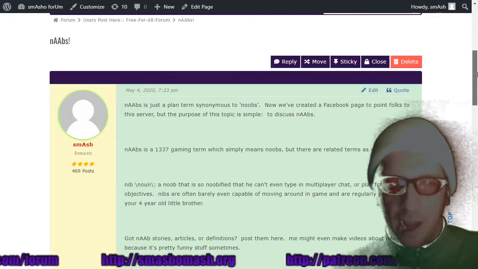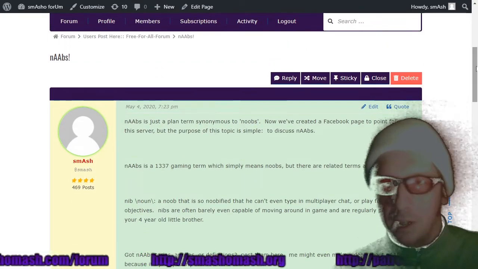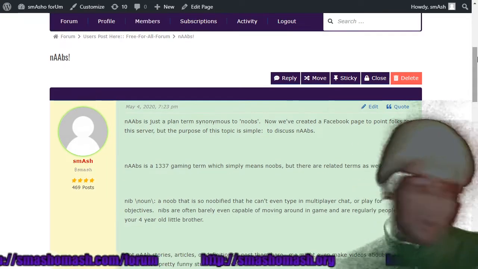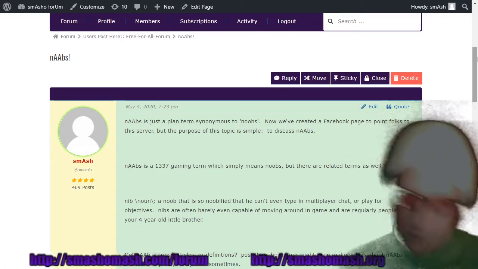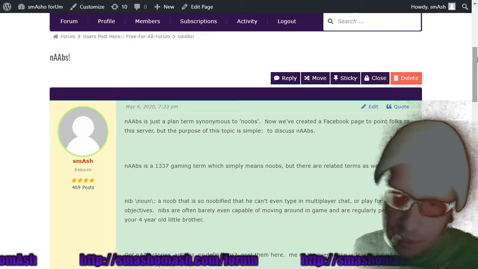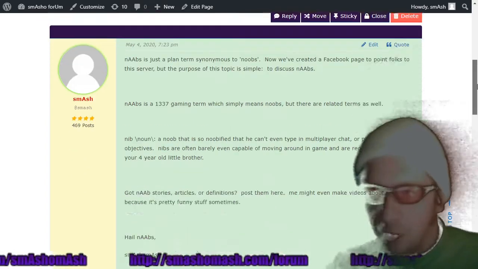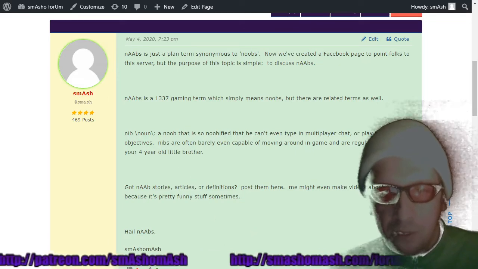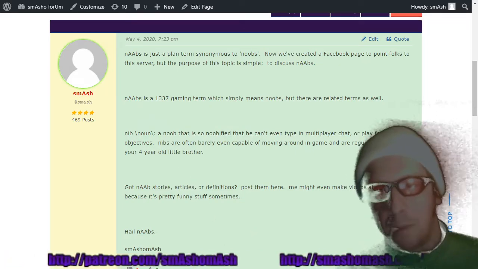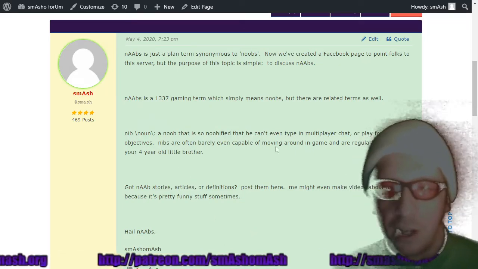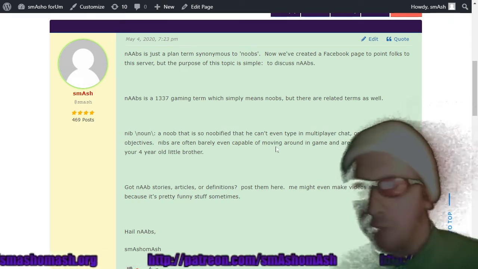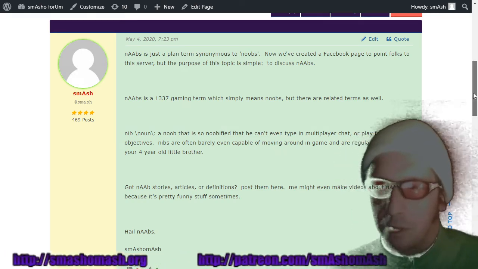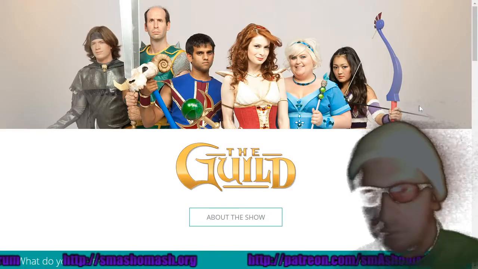Here's a section on nabs, by the way, if you're wondering what nabs are. That just means noobs, but it's like an elite term. You'd be 1337 if you say nabs instead of noobs. Also, we define the word nibs, so please contribute. Nibs is a noob that's so noobified he can't even type in multiplayer chat or play for objectives. Nibs are often barely even capable of moving around in-game and are regularly people like your 4-year-old little brother.